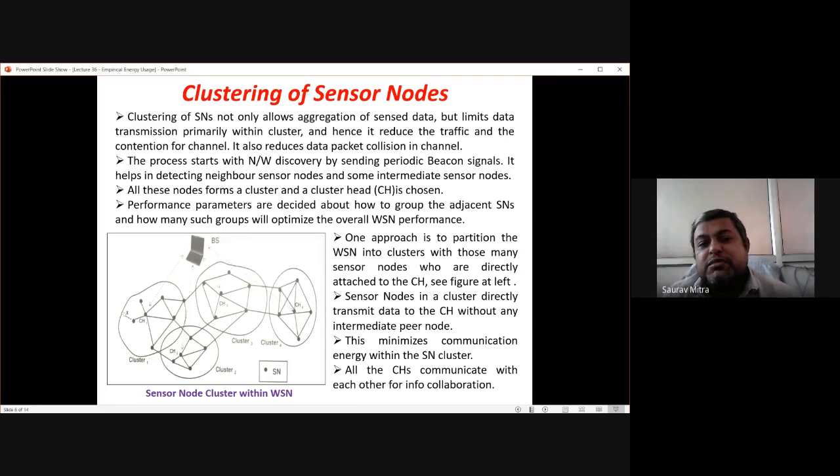All these nodes form a cluster and a cluster head is chosen. Sometimes the cluster head is designed from the first. It is a little bigger node with a higher microcontroller capacity, higher memory, higher processing power and all. Sometimes if we are deploying 5 nodes within an area, one node will take advantage of its position, and one node will be better than the other 5. It is possible because of its positional advantage, or maybe because of its hardware advantage.